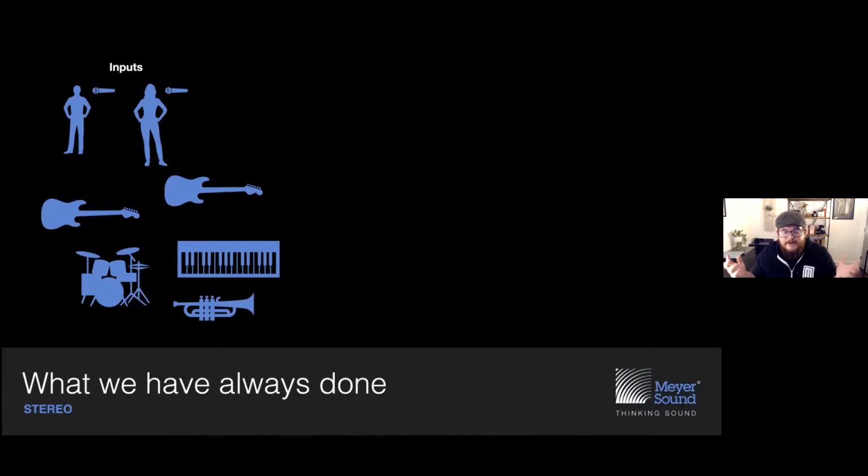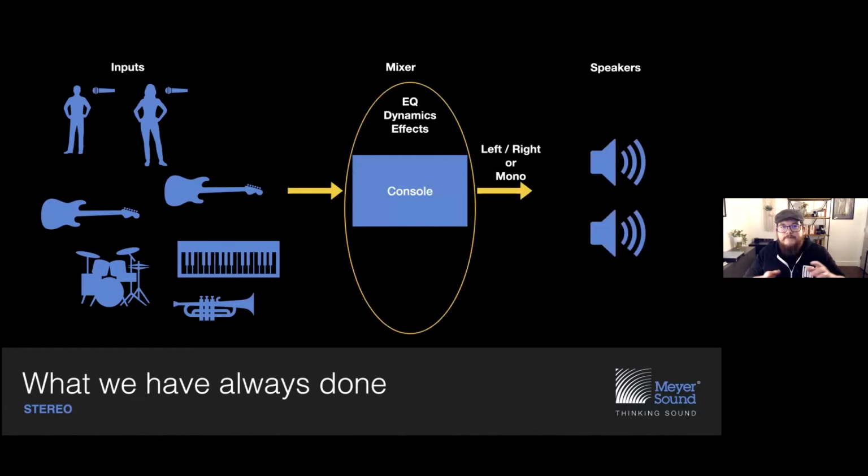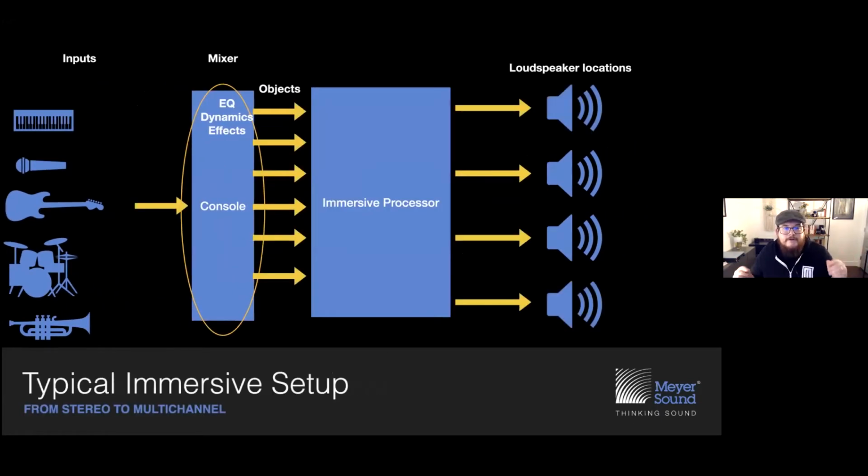Well, if we look at immersive audio and how it's developed, it really comes back to a stereo world. And here's what we've always done. We've had a whole bunch of inputs. They've always fed a console. And out of that console, we've sent all of that information down 2 different pipes, whether it's a mono or stereo system. The console has been very good at doing things that we need to sculpt audio space out of that limited frequency spectrum that we have: EQ, dynamics, effects, reverb.